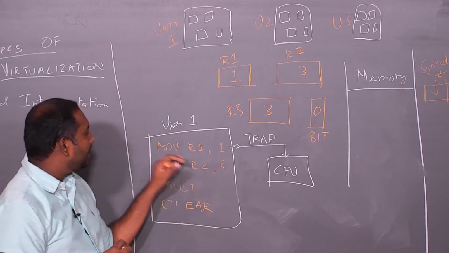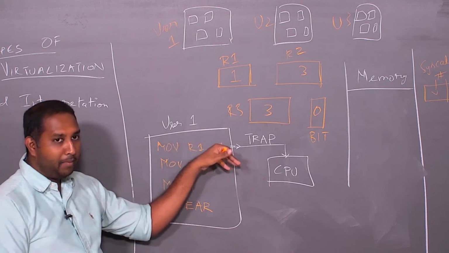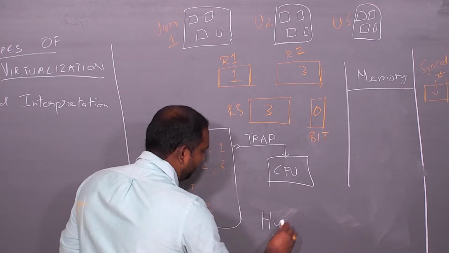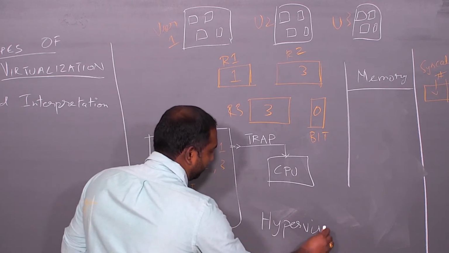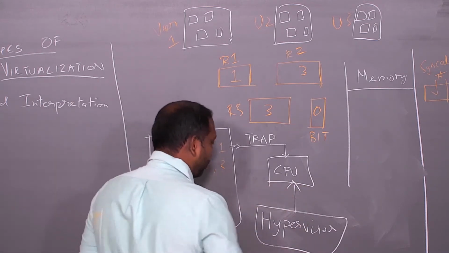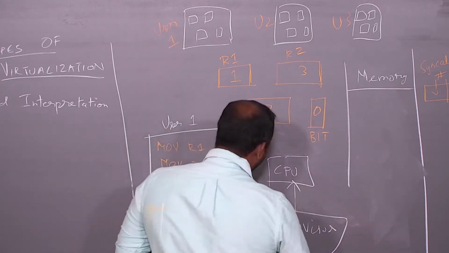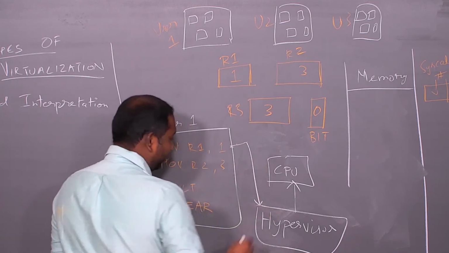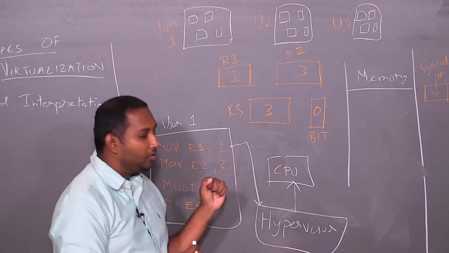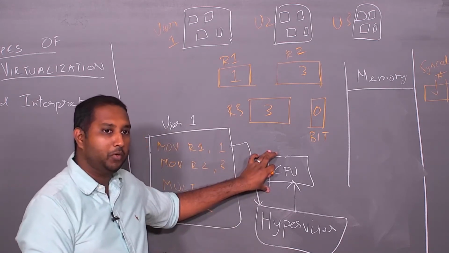Okay, so basically when user 1 tries to do move R1 1, we get that instruction, we trap, and then instead of the user doing that, we, which is basically our hypervisor, execute that instruction, right? So what in fact ends up happening is that the instruction goes to our hypervisor. Our hypervisor then does different things and then executes it on top of the CPU. So the raw instruction is never executed directly on top of the CPU, right?